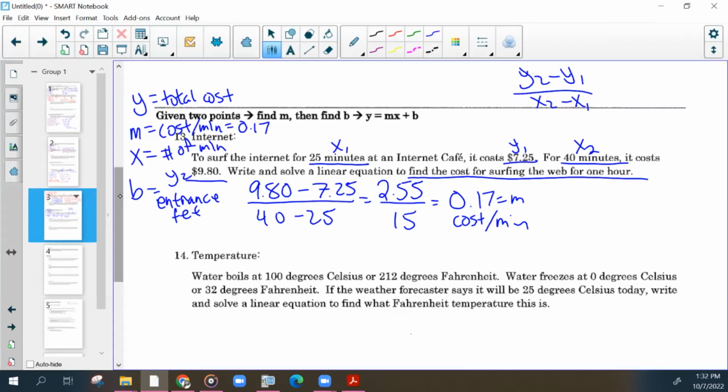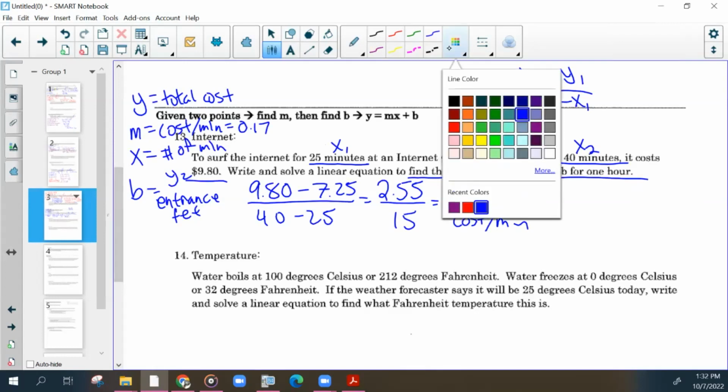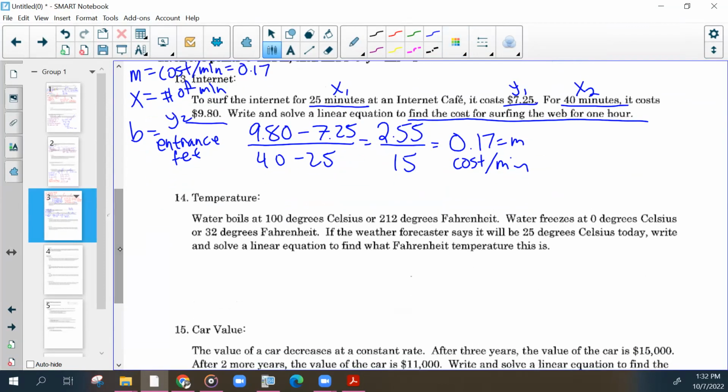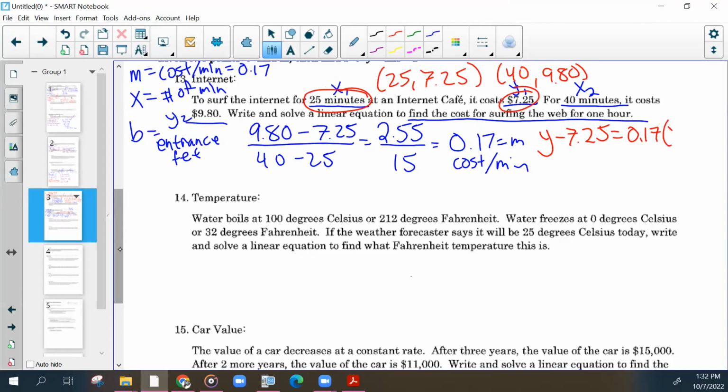Okay, so now that we found our slope, we have to go back and find our y-intercept, which doesn't begin to answer the question, but we'll get there. It does not matter which one you choose. I'm going to focus on the first one, the 25 and the 725. If you wanted to, you could write these as ordered pairs, just so it starts to make a little bit more sense. Okay, so we'd have y minus my y1, which here was 7.25, equals my slope of 0.17 times x minus my x1, which was 25. And then I can start solving.